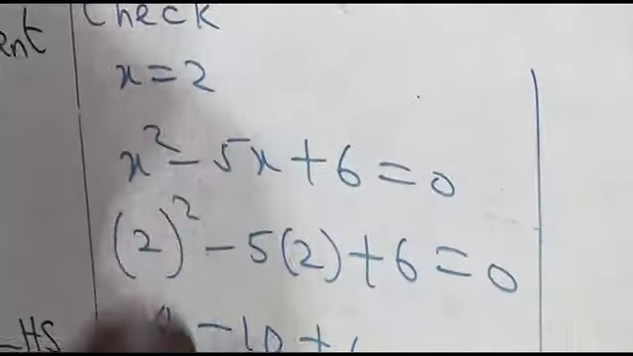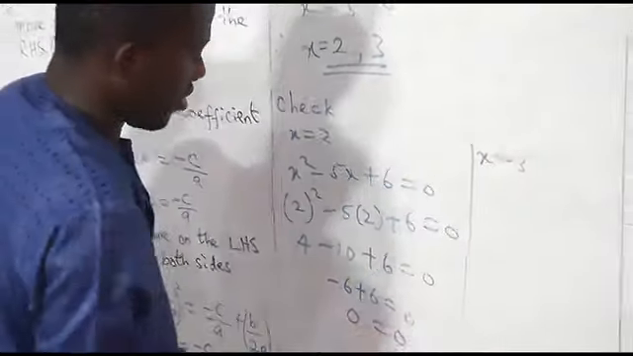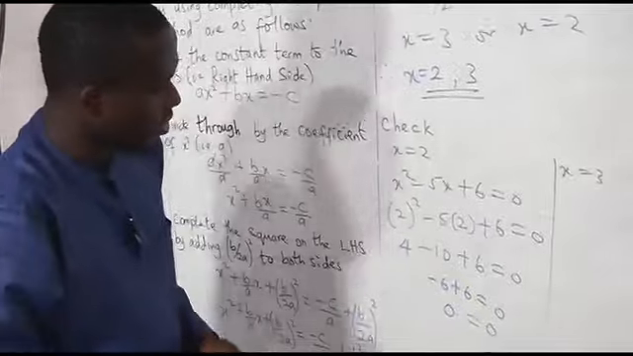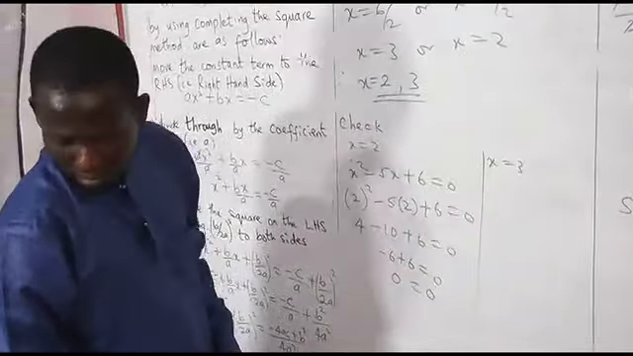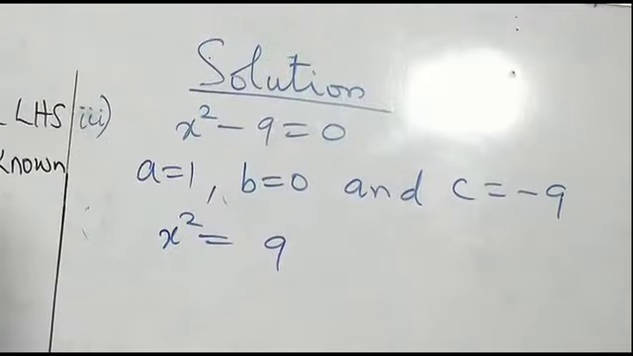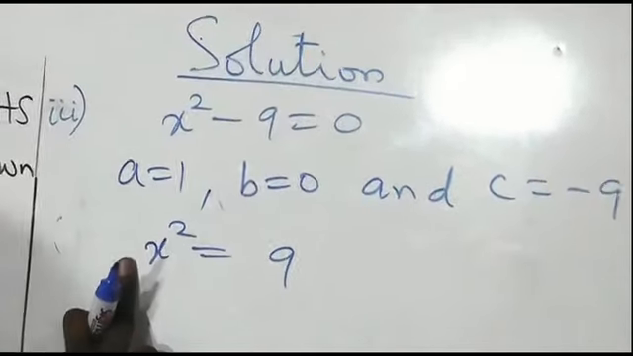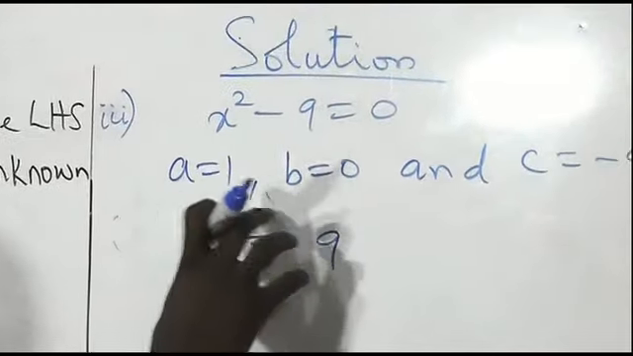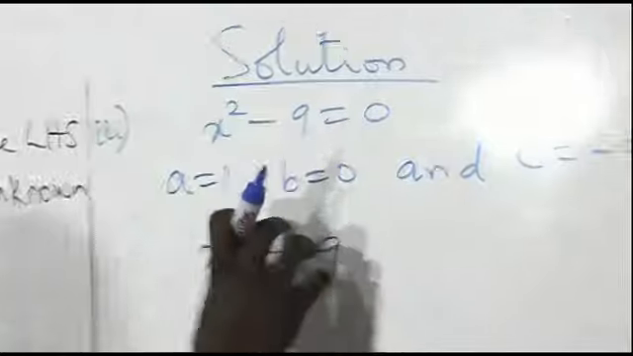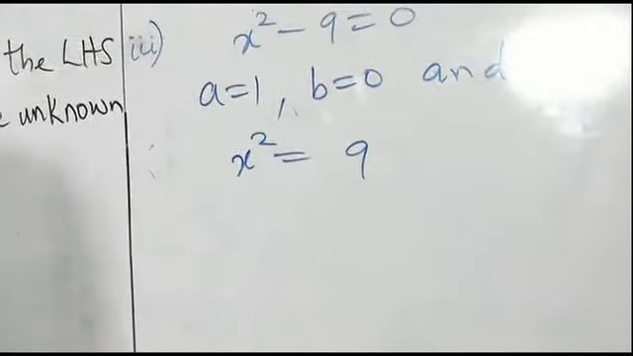Then you can try for x equals to 3, and you can try that yourself and get back to me whether the answer is right or not. Now, to divide through by the coefficient of x squared, which is 1. Dividing by the coefficient of x squared by 1 means that you still get back the same equation. So there is no need for you to divide both sides by 1. You skip step 2 and move to step 3.